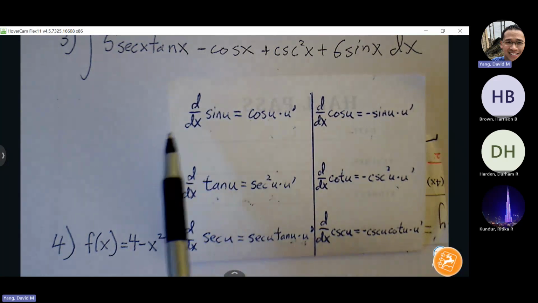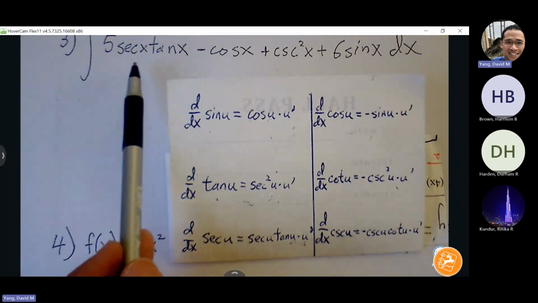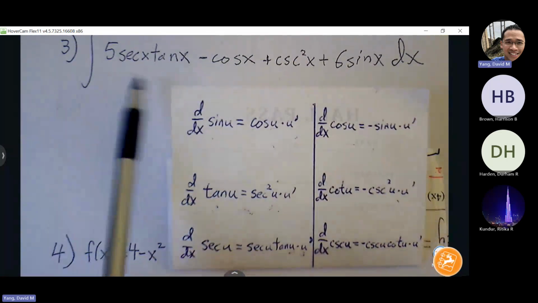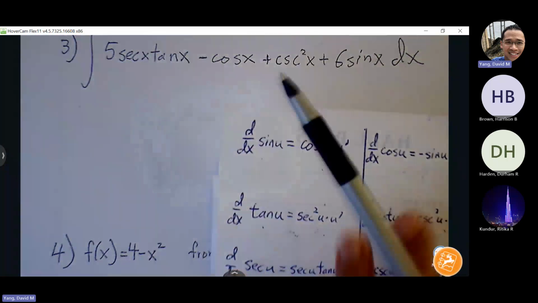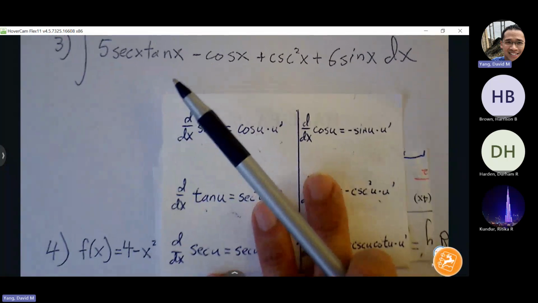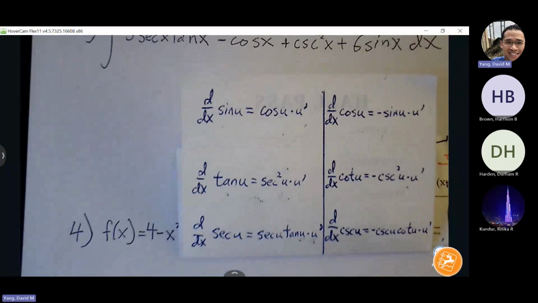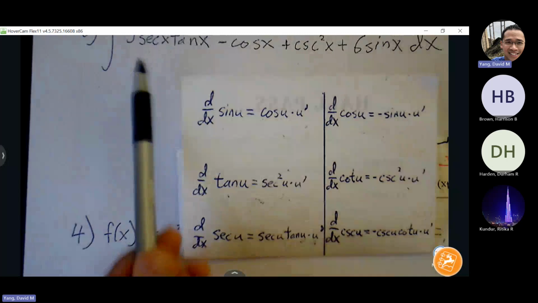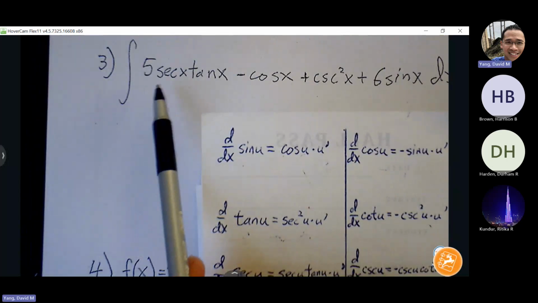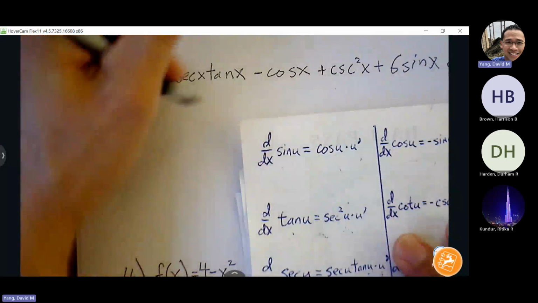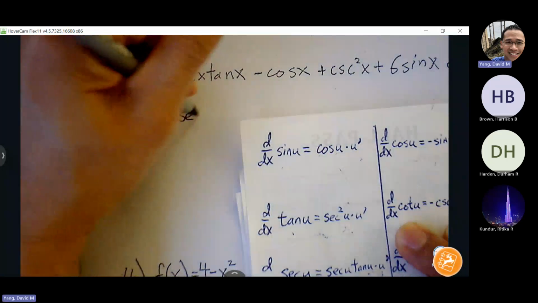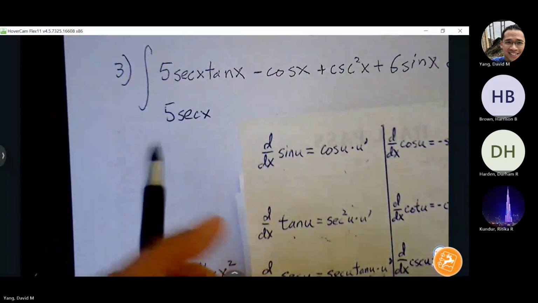We're going back from our derivative rules. It says integral of 5 secant tangent. We want to find secant tangent on the right column here. Do you see secant tangent show up on the right side of any of these rules? Yeah, right here. What do you think the antiderivative of secant tangent will be? Secant. Yeah, so the 5 will stay, and I'll have 5 secant x.